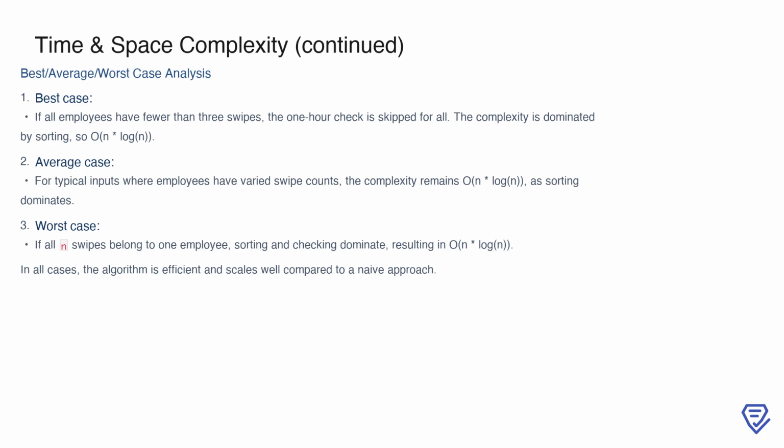In the best case, if no employee has 3 or more swipes, the 1-hour window check is skipped entirely. Here, the complexity is dominated by the sorting step, resulting in n log n. In the average case, where employees have varied numbers of swipes, the complexity remains n log n, because sorting still dominates. For the worst case, if all n swipes belong to a single employee, we must sort all the swipes and perform the 1-hour window check for these n entries. Even in this scenario, the time complexity remains n log n.